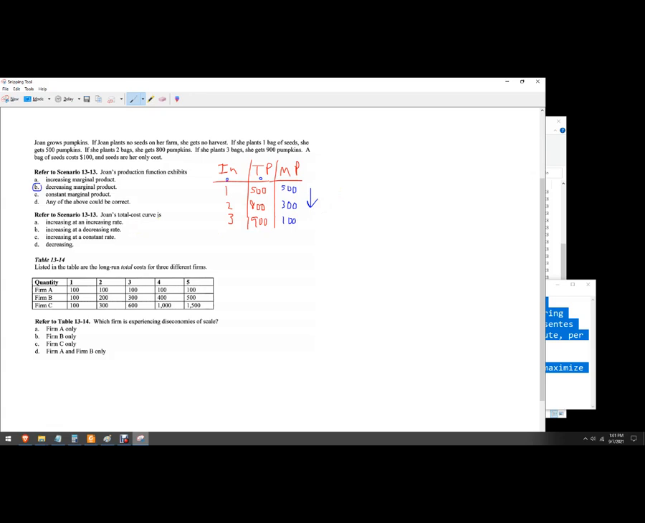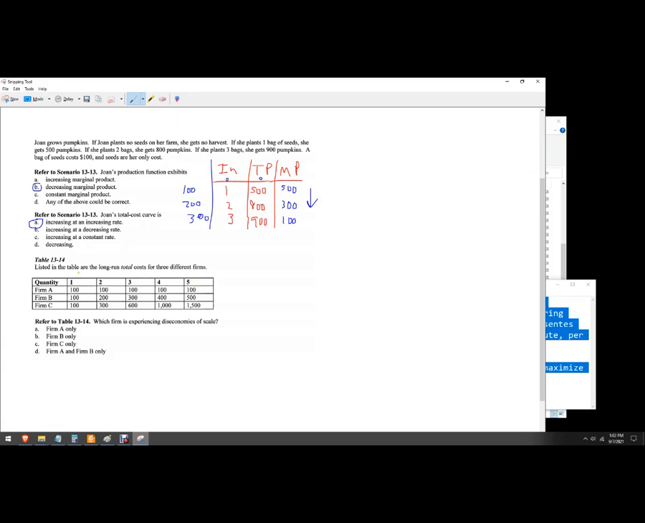Joan's total cost curve is, so each time she uses a bag of pumpkin seeds, pumpkins are getting more expensive. So in terms of money, this is 100, this is 200, this is 300. So for $100, she gets 500 pumpkins. For $200, she gets 800 pumpkins. And for $300, she gets 900 pumpkins. So her total cost curve is increasing at an increasing rate. It's getting more expensive the more she produces.